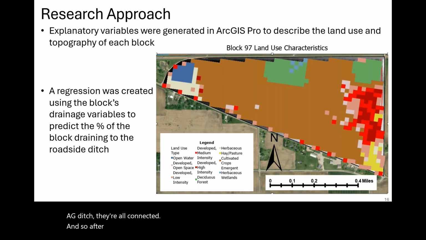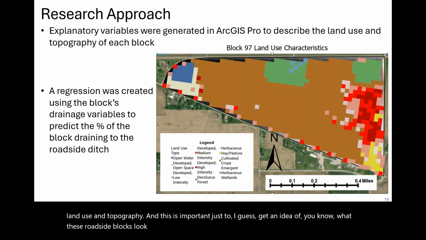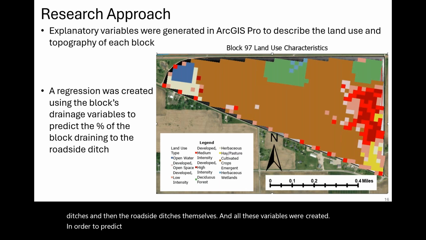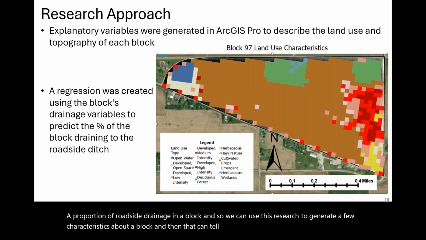And so after that, we generated some explanatory variables in ArcGIS Pro in order to describe the land use and topography. And this was important just to get an idea of what these roadside blocks look like, what proportion of agricultural land use is there, what proportion is forested, and then the length of the streams, the ag ditches, and then the roadside ditches themselves. And all these variables were created in order to predict the proportion of roadside drainage in a block. And so we can use this research to generate a few characteristics about a block, and then that can tell us how much roadside drainage it's receiving, and possibly prioritize it for management.